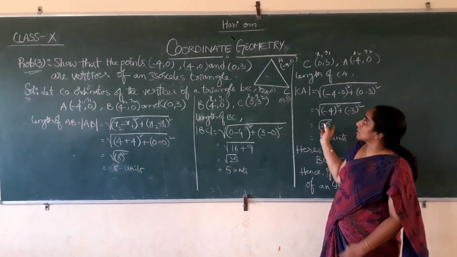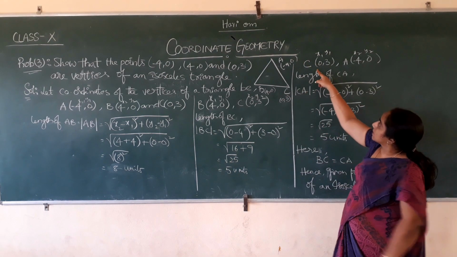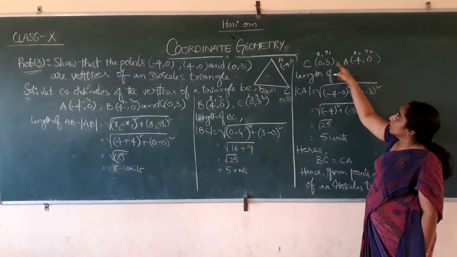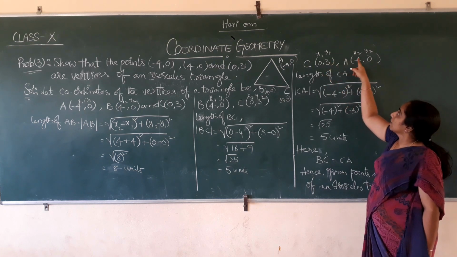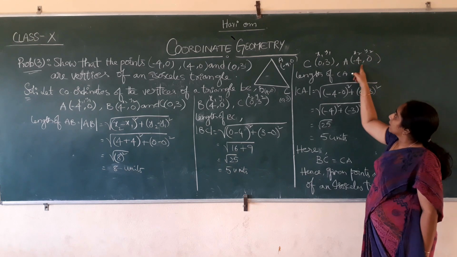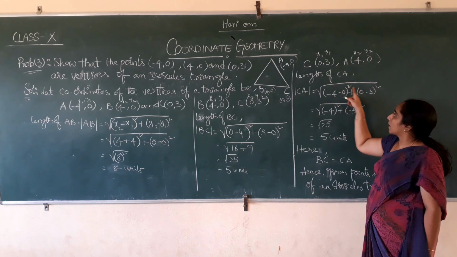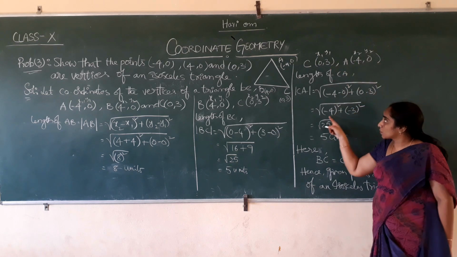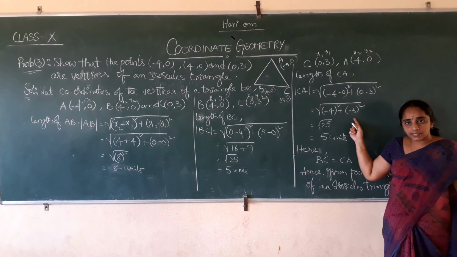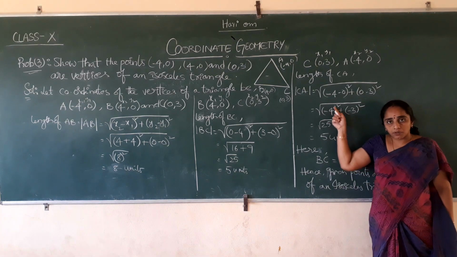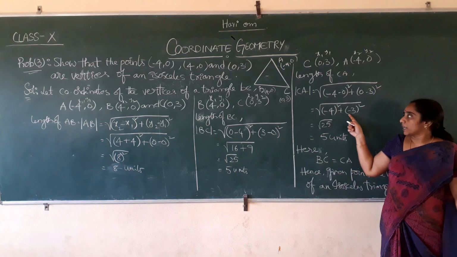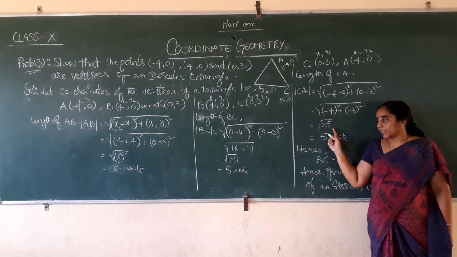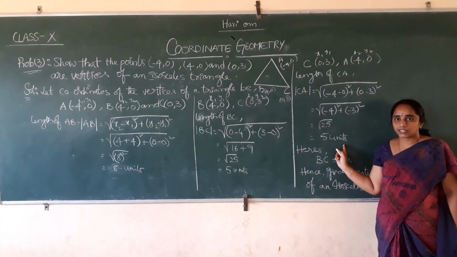Next, coming to the next side, CA. In this C, 0 comma 3, A minus 4 comma 0. 0, x1, y1, x2, y2. So minus 4 minus 0 whole square plus 0 minus 3 whole square. Minus 4 whole square plus minus 3 whole square. Minus 4 whole square is 16 plus minus 3 whole square is 9. 16 plus 9 root 25, it is 5 units.